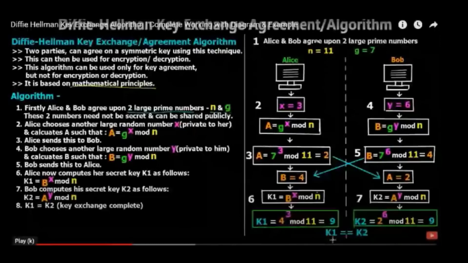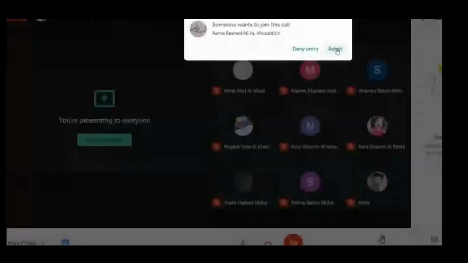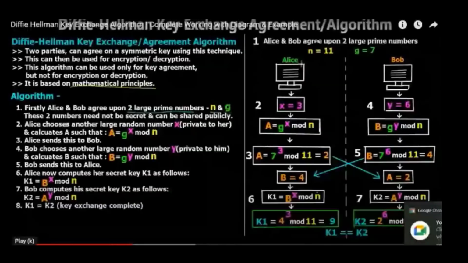Now, how does this algorithm work? I'm going to start from here. Step number 1: both Alice and Bob are going to agree on 2 prime numbers, for example, N and G. These are the 2 prime numbers. They are going to accept them.